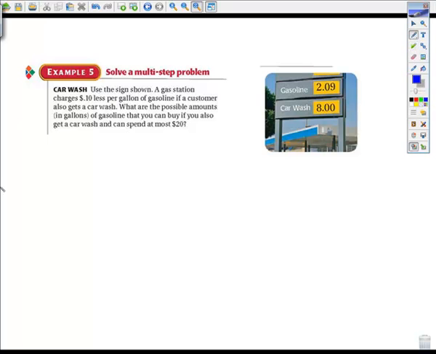Okay, let's go ahead and do one of my favorite types of problems. Car wash. Use the sign shown below. So gas was $2.09, so this was a while ago, and a car wash is $8. A gas station charges 10 cents less per gallon of gasoline if a customer also gets a car wash. What are the possible amounts in gallons of gas that you can buy if you also get a car wash and can spend at most $20?